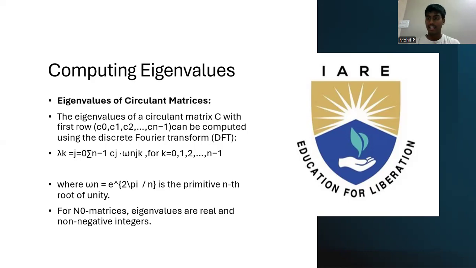So we say that lambda k equals the summation from j equals 0 to n minus 1 of cj times omega n to the power jk, for k equals 0, 1, 2, and so on to n minus 1, where omega n equals e to the power of 2 pi i by n is the primitive nth root of unity. We know the cube roots of unity: 1 plus omega plus omega square equals 0. For N0 matrices, eigenvalues are real and non-negative integers.